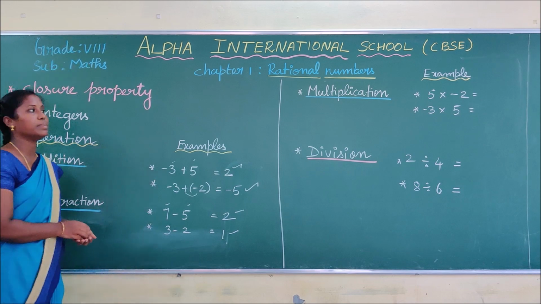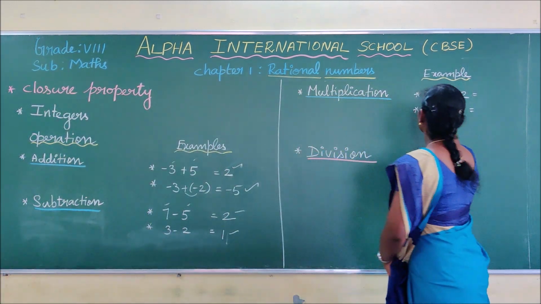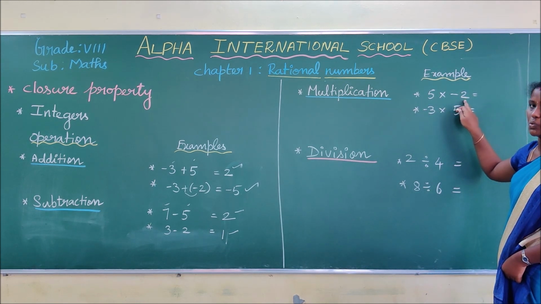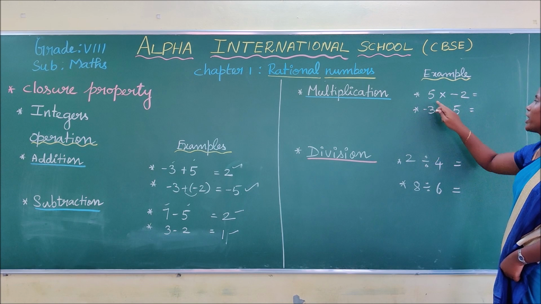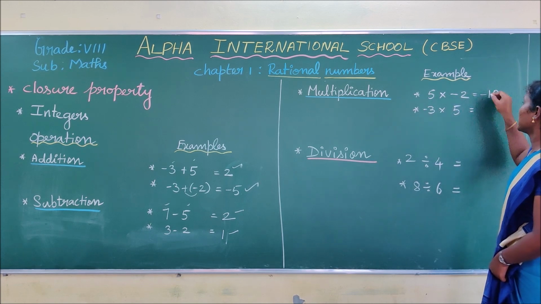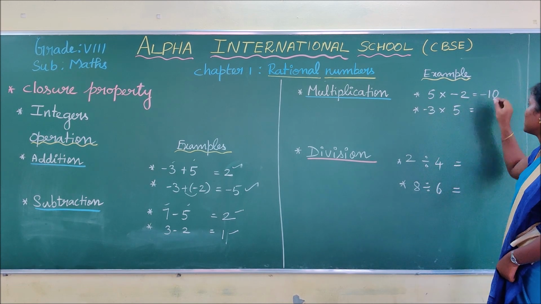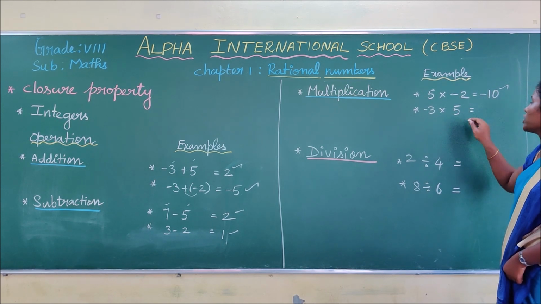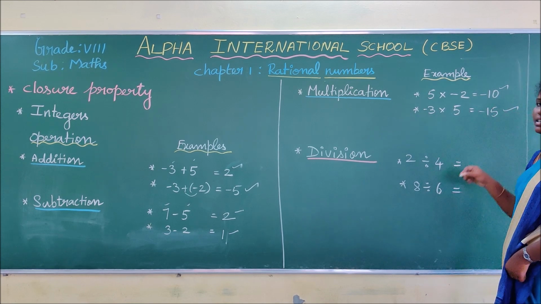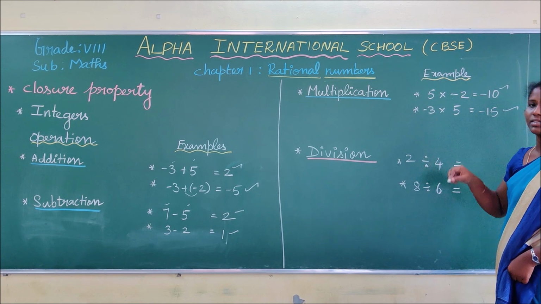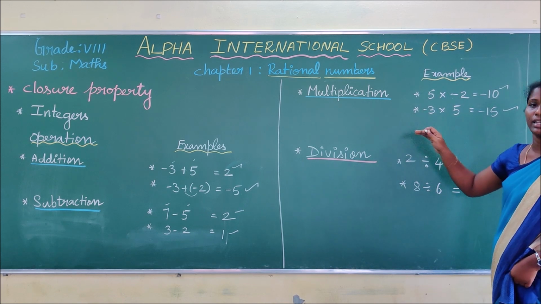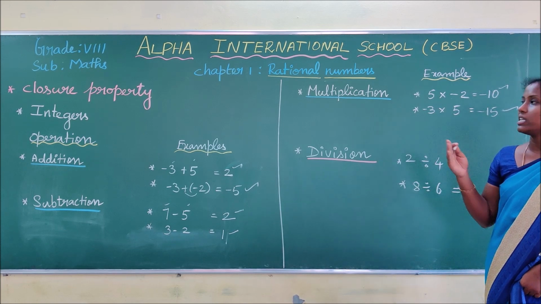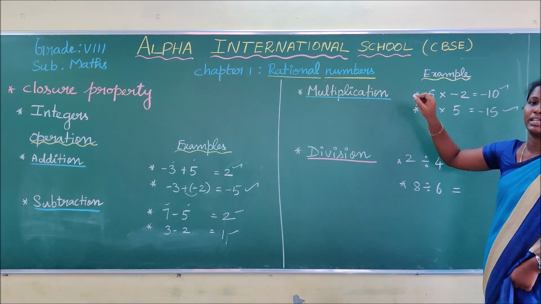Now, let us check for multiplication. We are multiplying the two integers, 5 and minus 2. What is the value of 5 into minus 2? Minus 10. Is minus 10 an integer? Yes, it is an integer. Minus 3 into 5 is minus 15. Again, it is an integer. So, in these two random examples, if we substitute integers, the result is again in the form of an integer. So, we can say that integers are closed under multiplication.